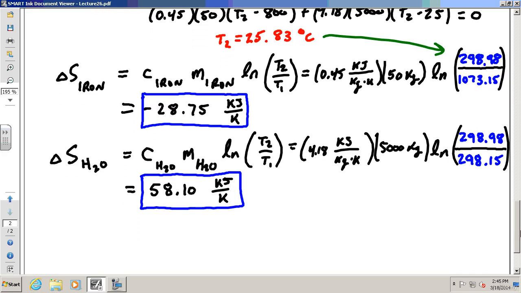Now it asks for the S-gen. The S-gen is actually pretty simple. You just have to add the two. The change in S of the iron plus the change in S of the water. And you get 29.35.